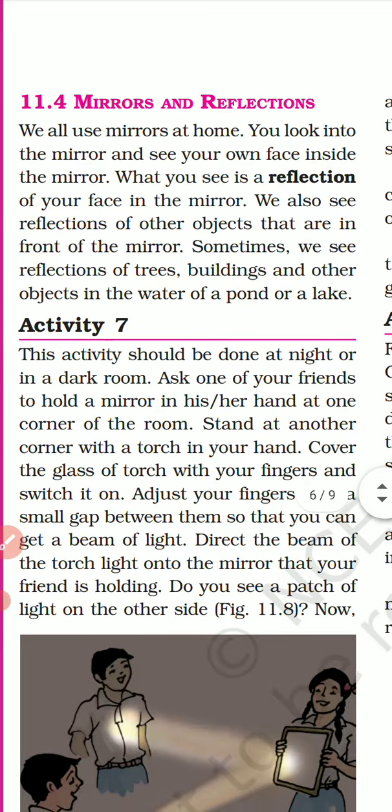Let's move ahead. Mirrors and reflections. We all use mirrors at home. You look into the mirror and see your own face inside the mirror. What you see is a reflection of your face in the mirror. We also see reflections of other objects that are in front of the mirror. Sometimes we see reflections of trees, buildings and other objects in the water of a pond or a lake, isn't it? So whatever you see, your face which is visible in the mirror is nothing but the reflection of yours. Okay, reflection of your face.